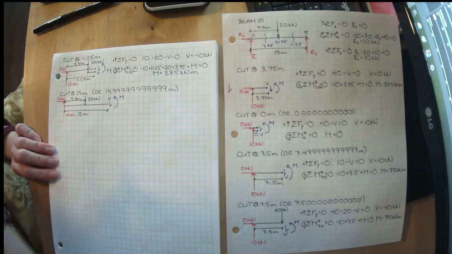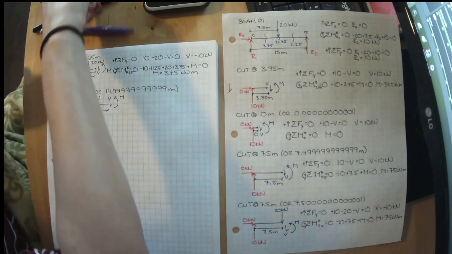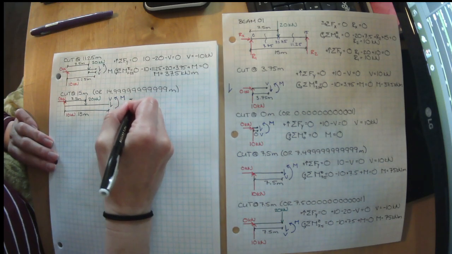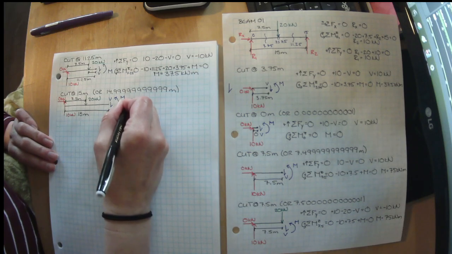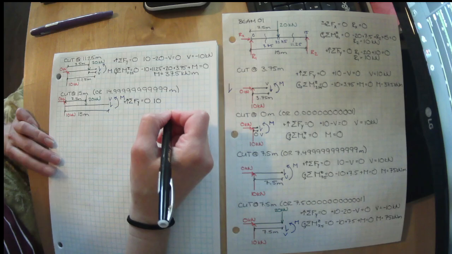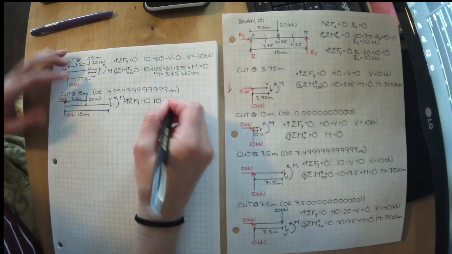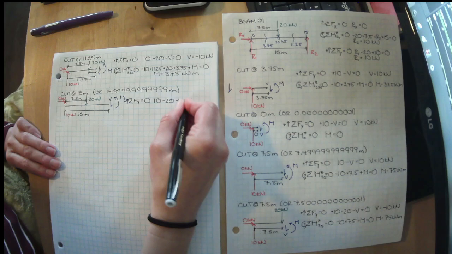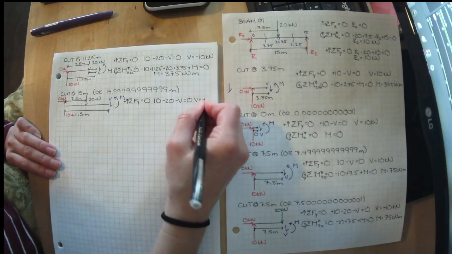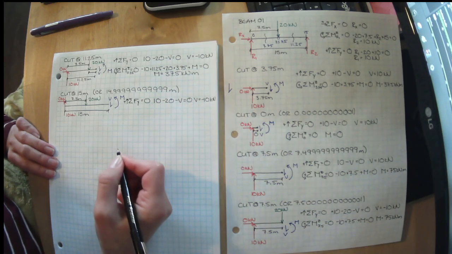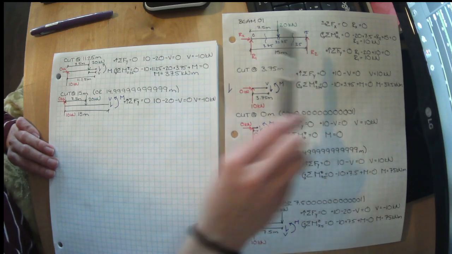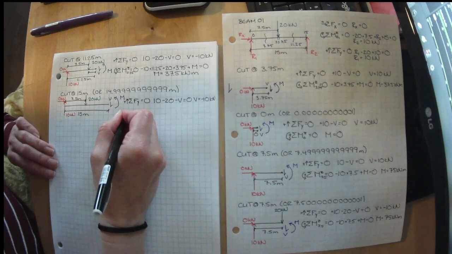Okay, we can now sum our forces in the y direction with everything upwards being positive. We've got 10 kilonewtons upwards, 20 kilonewtons downwards, and our shear downwards. We get minus 10 kilonewtons. So it looks like everywhere on this side sees minus 10 kilonewtons of shear.